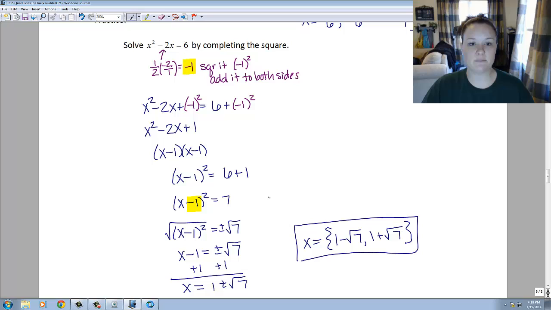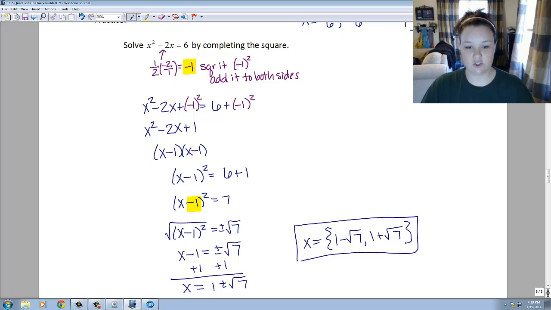On the other side, though, we need to go ahead and square the -1 so that we can add it to that side as well. So 6 plus the (-1) squared is 6 plus regular 1, which gives me 7. Then we extract square roots, which gives me plus or minus the square root of 7 on the right-hand side, and then we just move our 1 to the other side. Since 1 and square root of 7 are not like terms, we can just leave it like this.